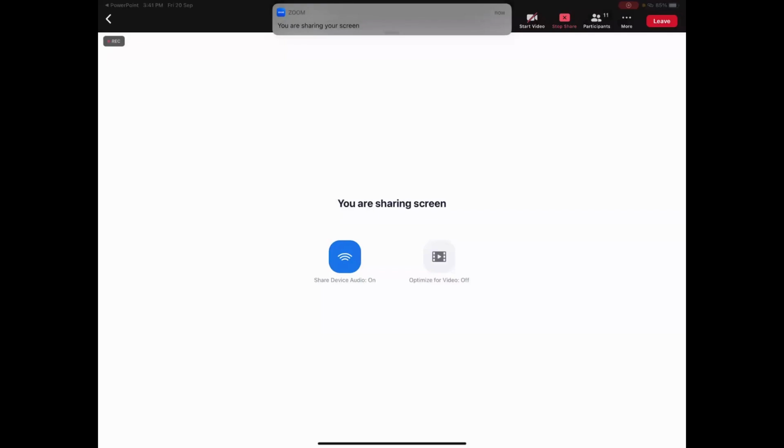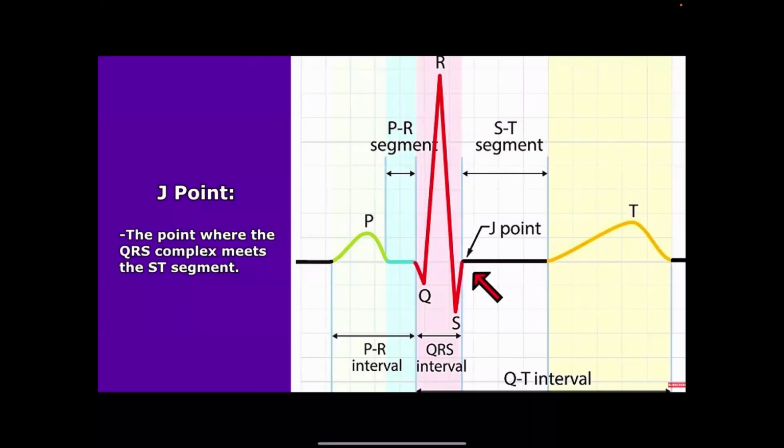Did something happen? Yes, the screen is not shared anymore. Okay, one second, let me try then. Is it working? Yes. Okay, thank you. Okay, sorry about that.